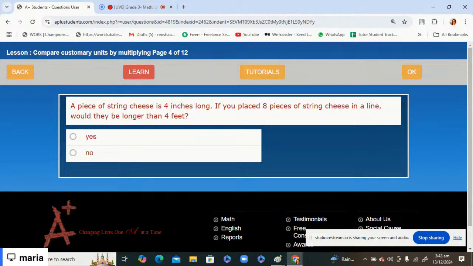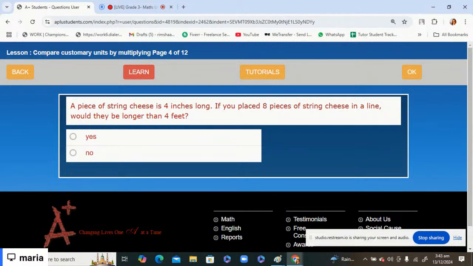So 4 times, first of all 8, that is 32. And 4 times 4 is 16. One is 32 and one is 16. So would they be longer than 4 feet? Yes. So we can say that it is longer than the 4 feet. Okay, because in the first one we multiply 4 with the 8 as well.